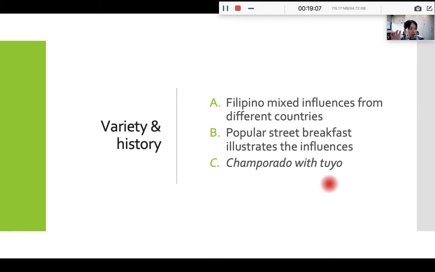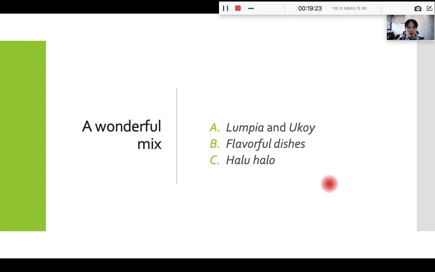And then Filipinos mix in some chocolate. This is the Spanish influence. And then what is the local addition? Salted fish, which is called tuyo. So this is a porridge with chocolate and salted fish. Okay, so let's keep reading.